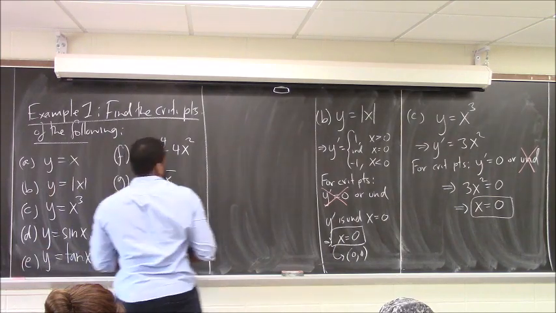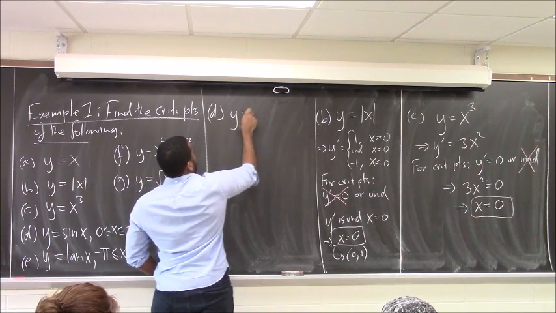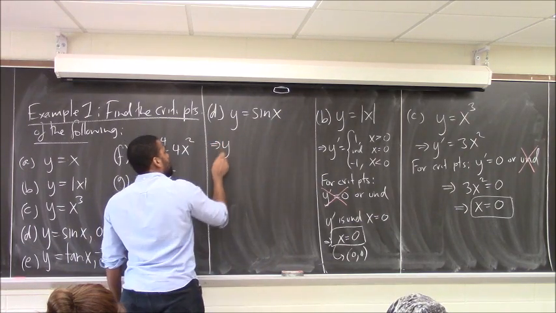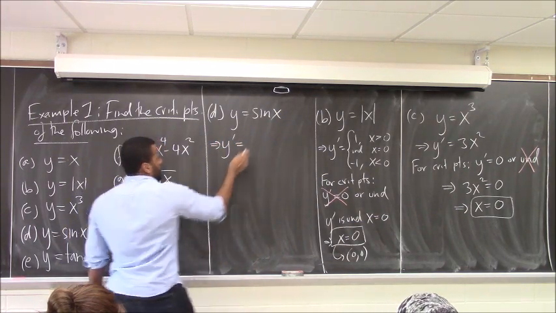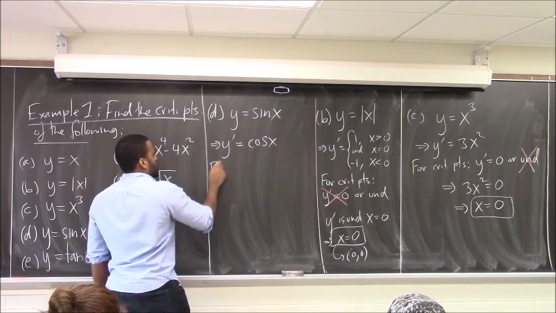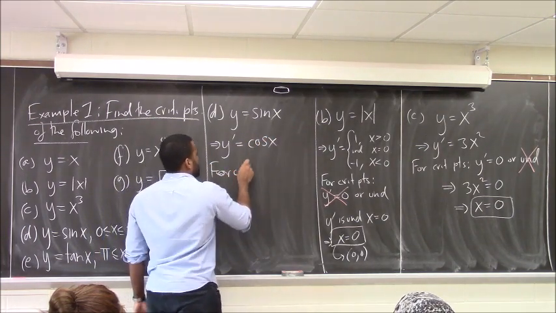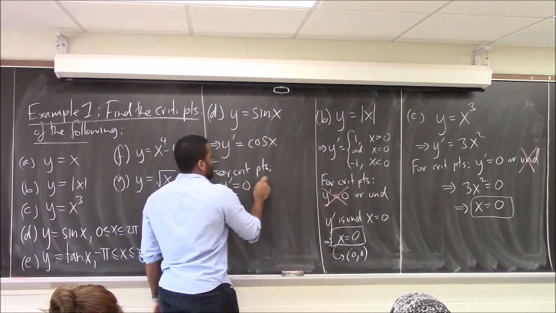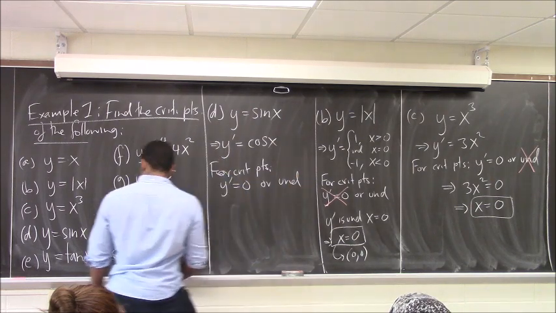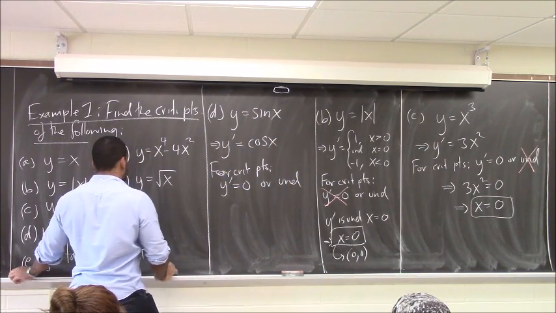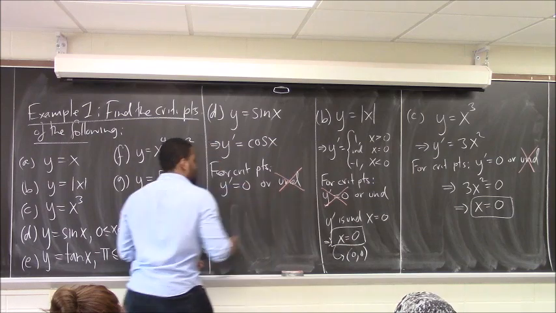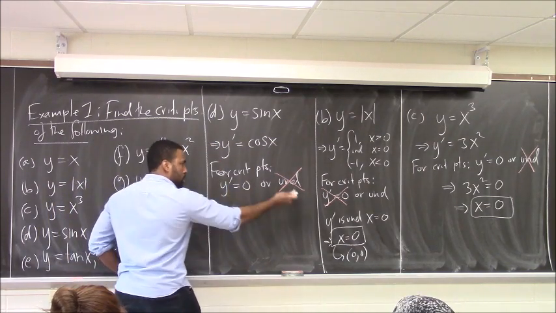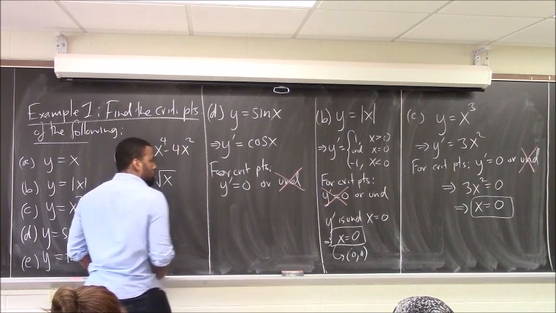Let's look at the sine function. What's the derivative here? It's cosine. Now for critical points, y prime equals 0 or undefined. Is cosine ever undefined? No, it's continuous everywhere. So that case we do not have to worry about here. Of course, you should write this because you need to know that there are two situations that you need to check. It's just that this one is irrelevant now.